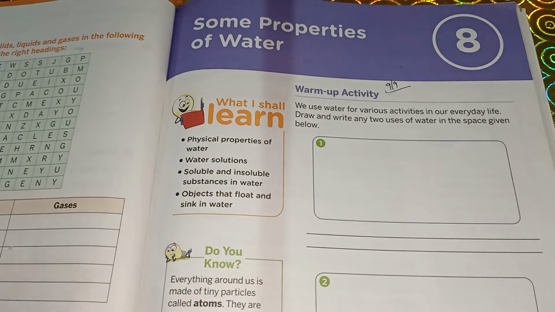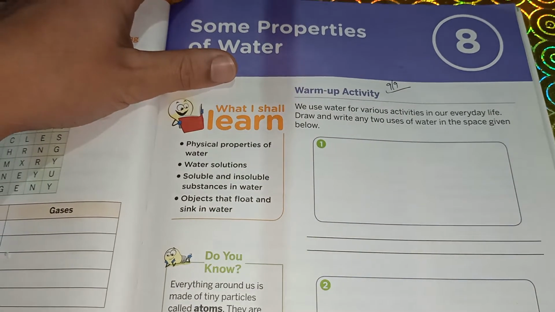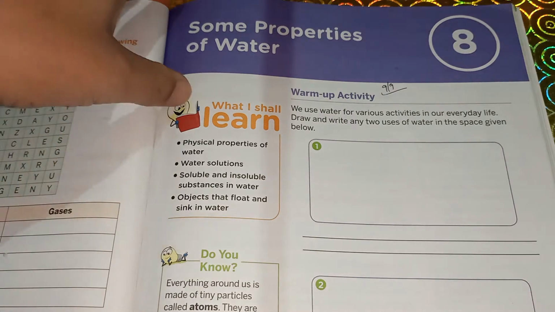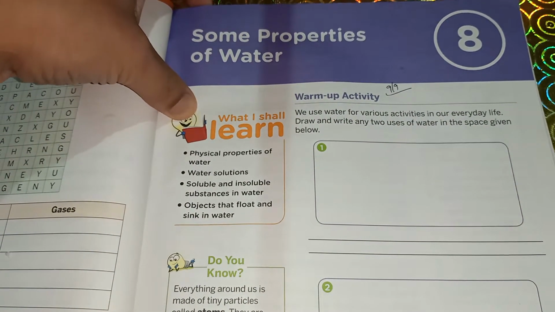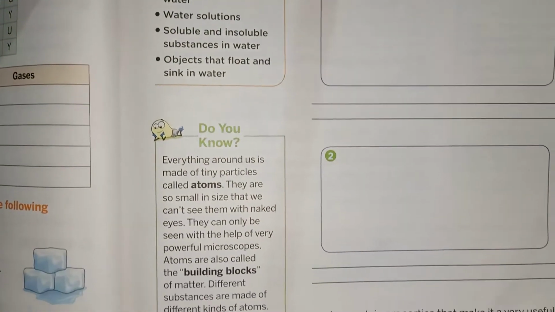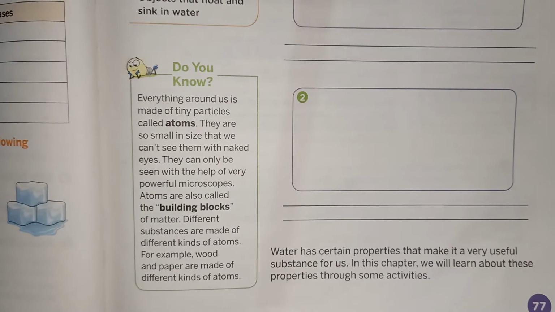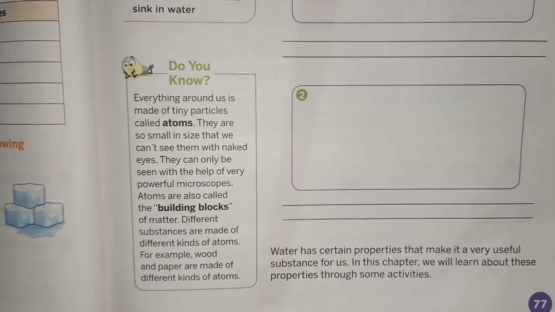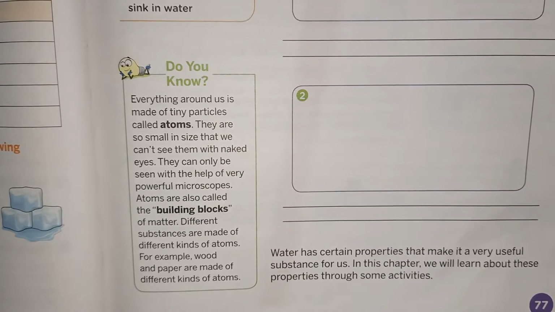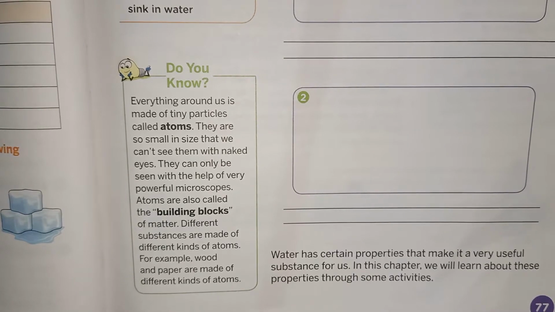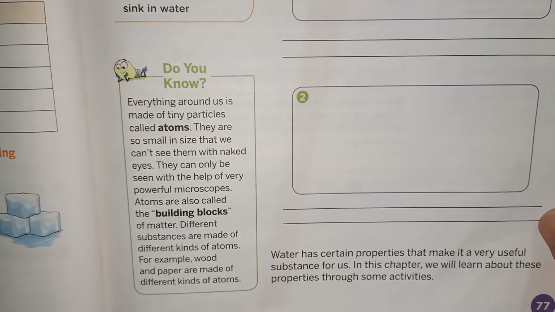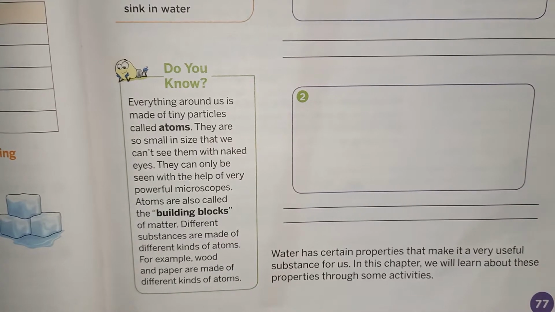Now in our today's class we are going to discuss some properties of water, and we will also try to do some demonstration. I suggest you try this demonstration experiment at home by yourself. Water has certain properties that make it a very useful substance for us. In this chapter, we will learn about these properties and try to understand them through some activities. So let us start our today's class.